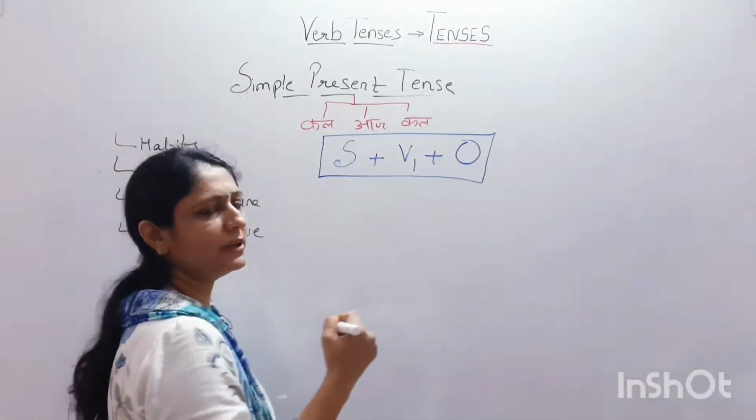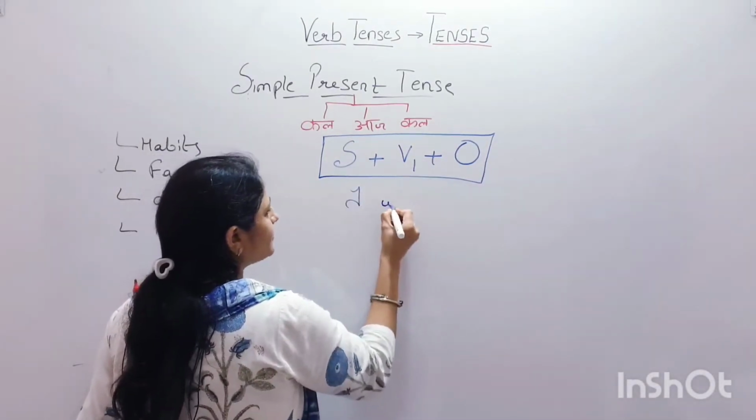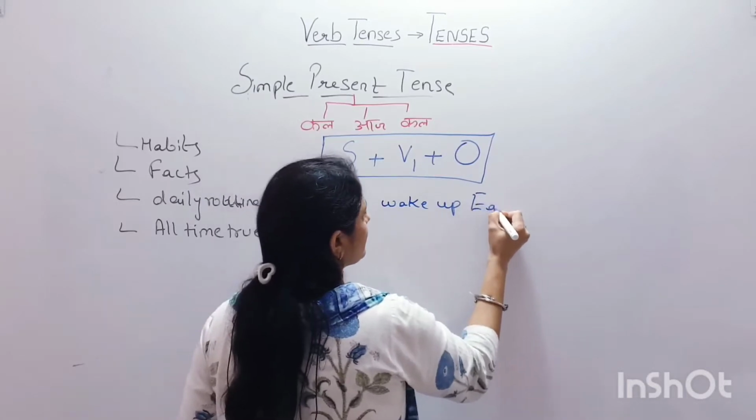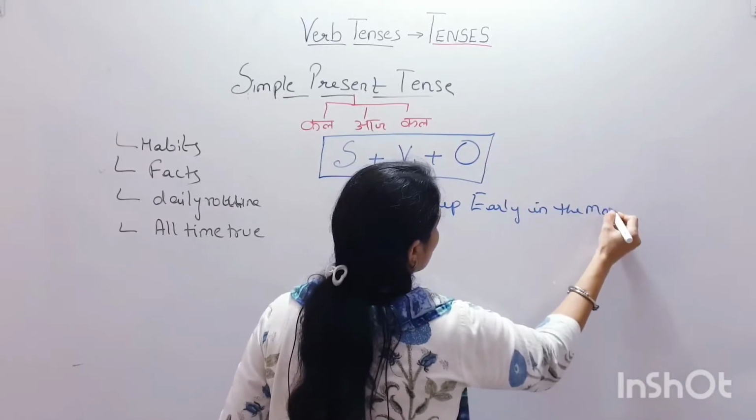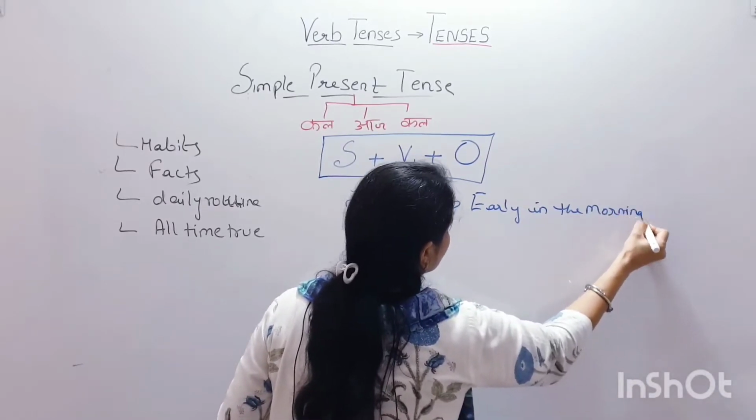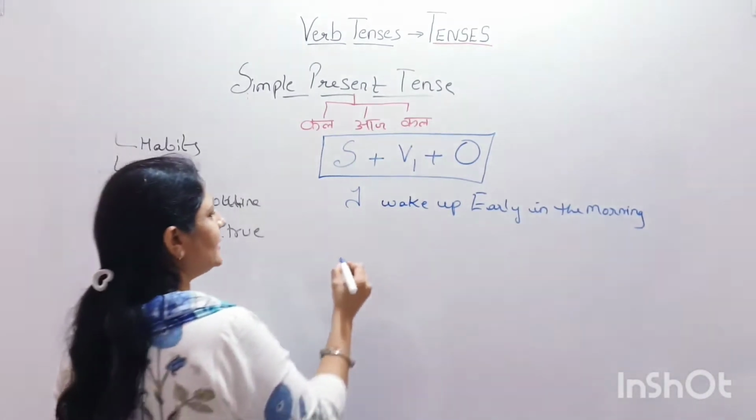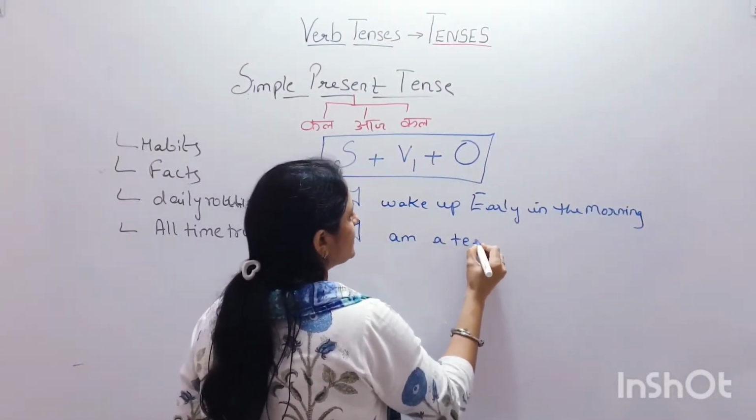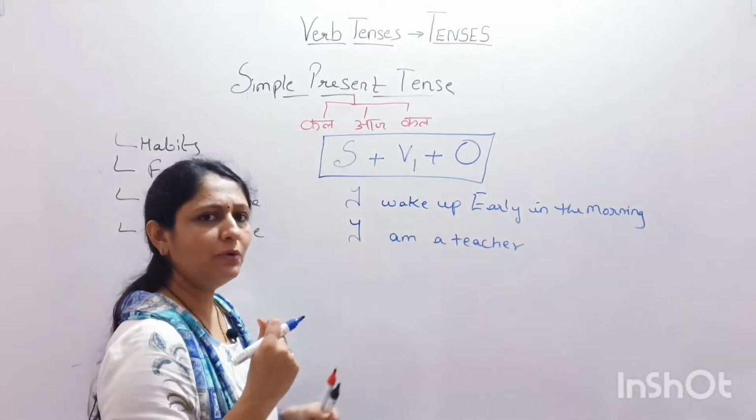For example, if I talk about myself, my habit is: I wake up early in the morning. Now, there can also be a fact. I can say, I am a teacher. This is a fact about me.